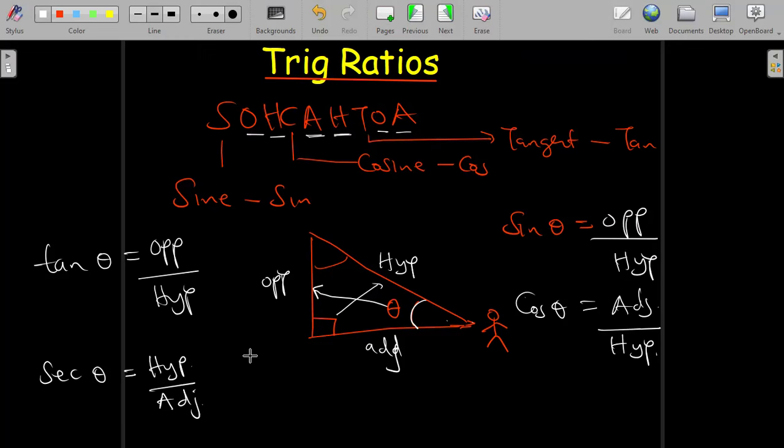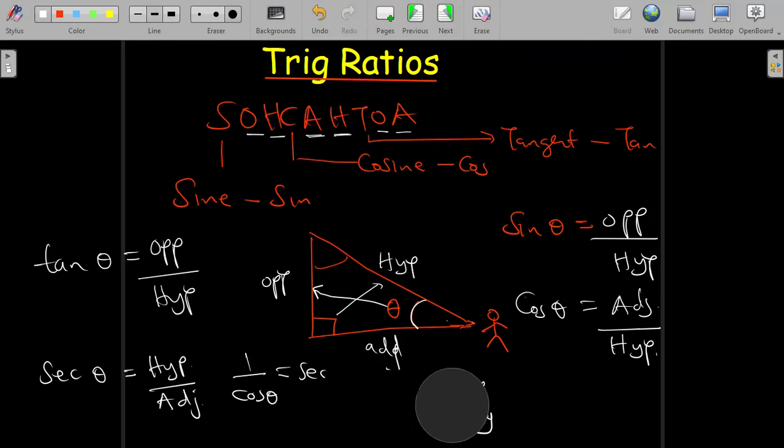So you'd see that sec theta is just the inverse of the cos, or when we say 1 over cos theta, this gives us the sec theta. Because when we divide, 1 over cos theta, and cos theta is adjacent over hypotenuse, this gives us the hypotenuse over the adjacent, which is our sec theta. So we've introduced sec theta, which is the hypotenuse over adjacent.